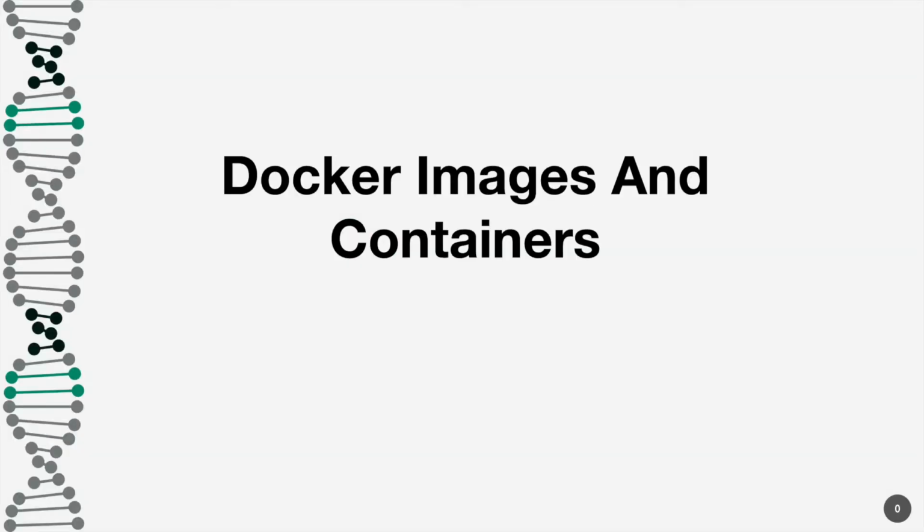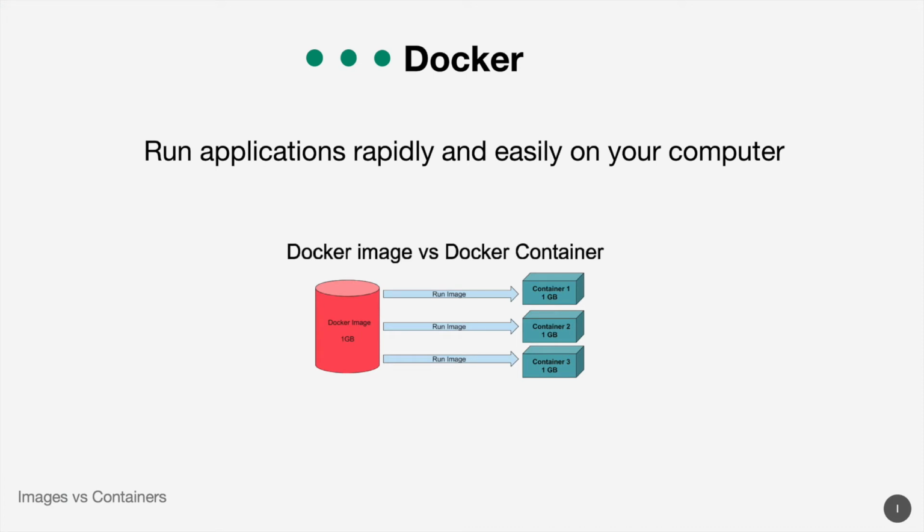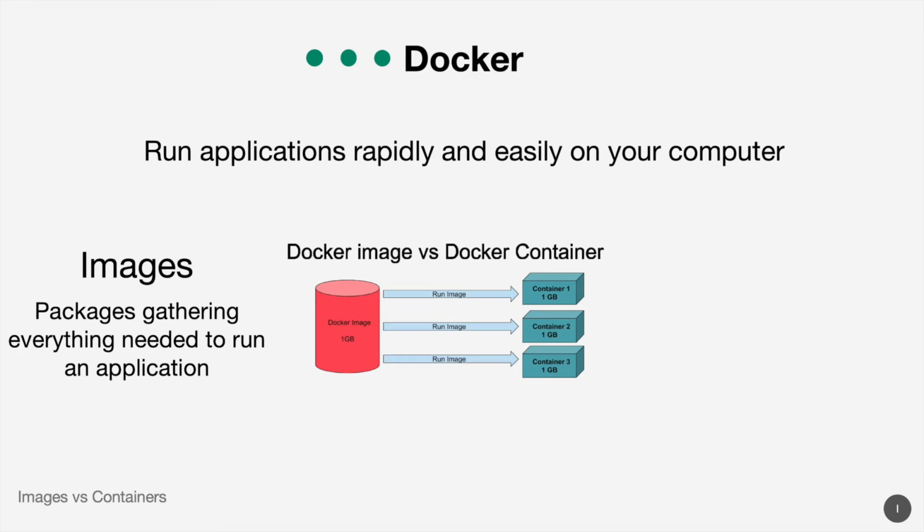Today we will talk about Docker images and containers. As we saw in the first video of this series, Docker is a popular technology that allows us to easily share and run applications on our computer. Docker relies on two main concepts: images and containers. Docker images contain everything necessary to deploy an application, such as code, libraries, and configuration files.